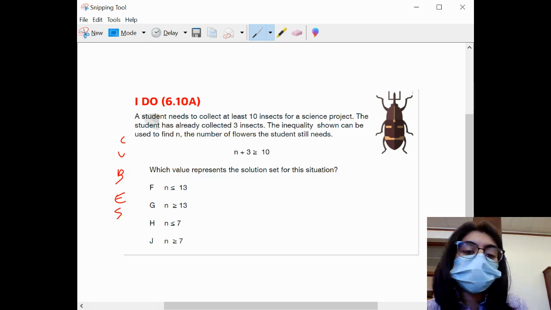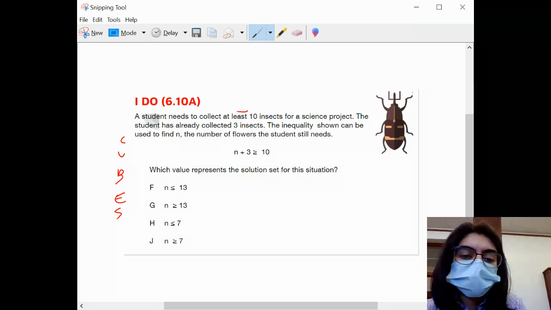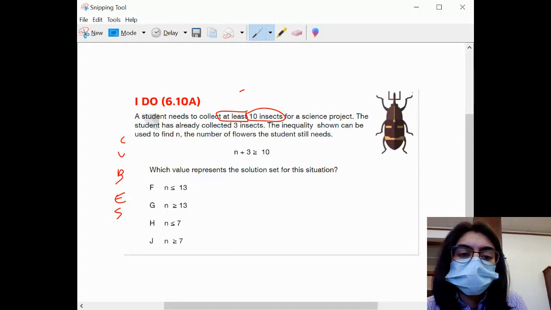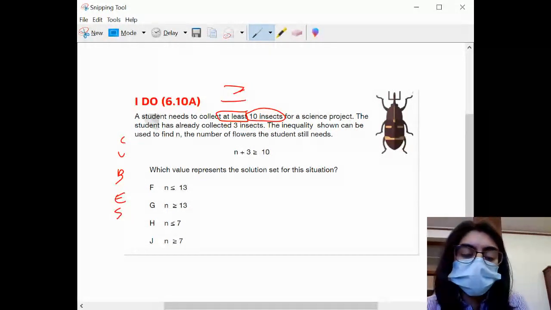Let's start. A student needs to collect at least 10 insects. Slow down. What does it mean by at least? Well, it means that you can have 10 insects, or maybe you could have more than 10 insects. That would mean that it's going to be greater than or equal to 10. Okay, that's helpful.